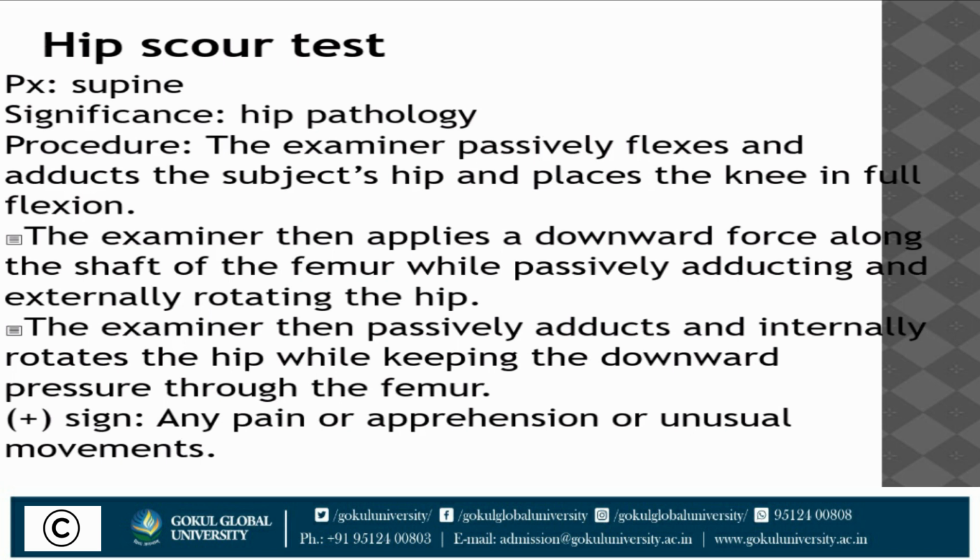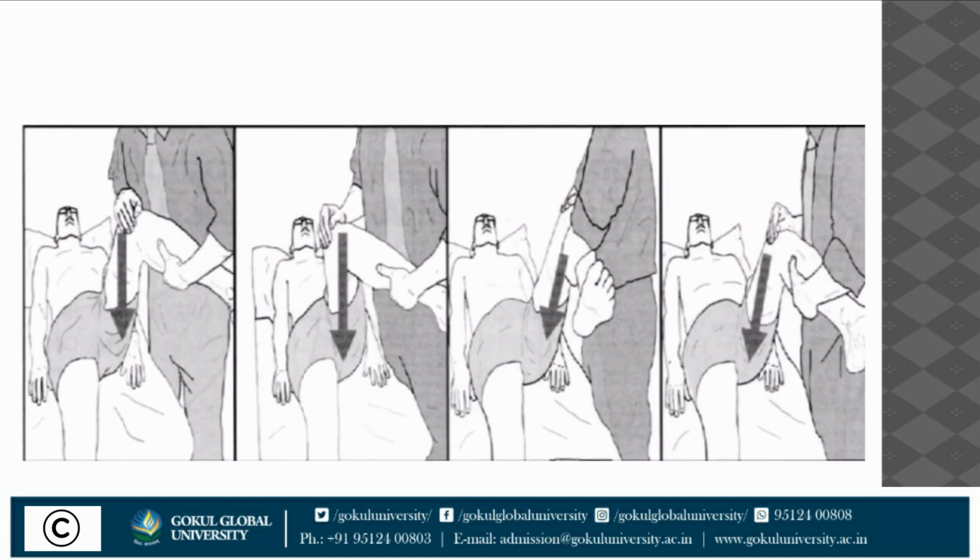Next test is hip scour test. Patient position is supine lying. Significance is hip pathology. Procedure: as we can see in the figure, the examiner passively flexes and adducts the subject's hip and places the knee in full flexion, as we can see in the first figure.